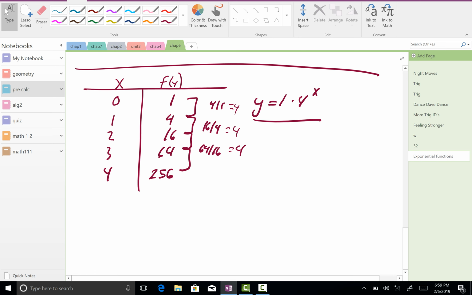Okay. So let's do this. Let's take about a 5-minute break here. I want to come back and do one more thing with exponentials before we do anything else. Okay?